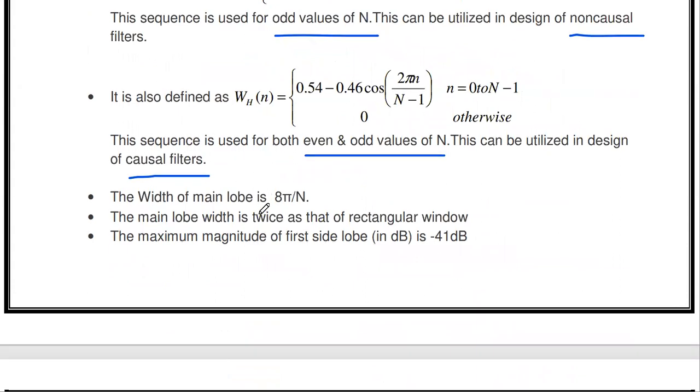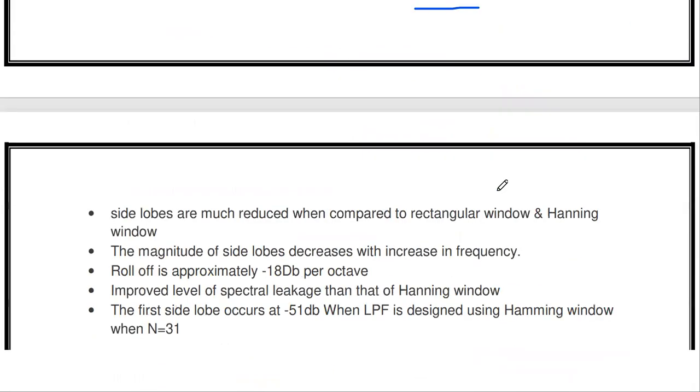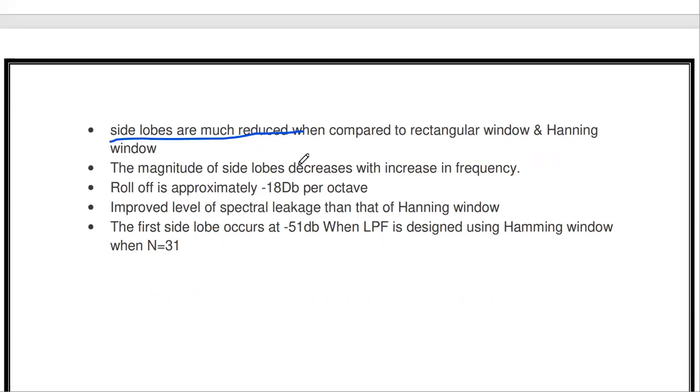Then the width is similar to the Hanning window, 8 pi by N. Okay, so the main lobe is twice that of the rectangular. Then the maximum magnitude of the first side lobe is minus 41 dB. Okay, then the next one, the side lobes are much reduced when compared to the rectangular window and Hanning window. In the Hamming window the side lobes are very much reduced. Okay, that is the advantage of the Hamming window.